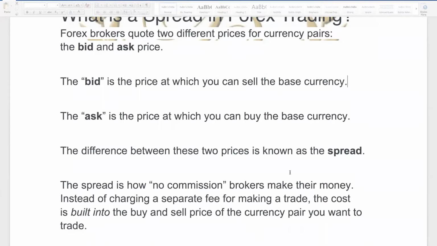Spread is how no-commission brokers make their money. There are different types of brokers that we spoke about in the last lecture. There are brokers that don't take commissions from traders, and those that do. Those that don't take commissions make money from the spread. Instead of charging a separate fee for making a trade, the cost is built into the buy and sell price of the currency pair you want to trade.